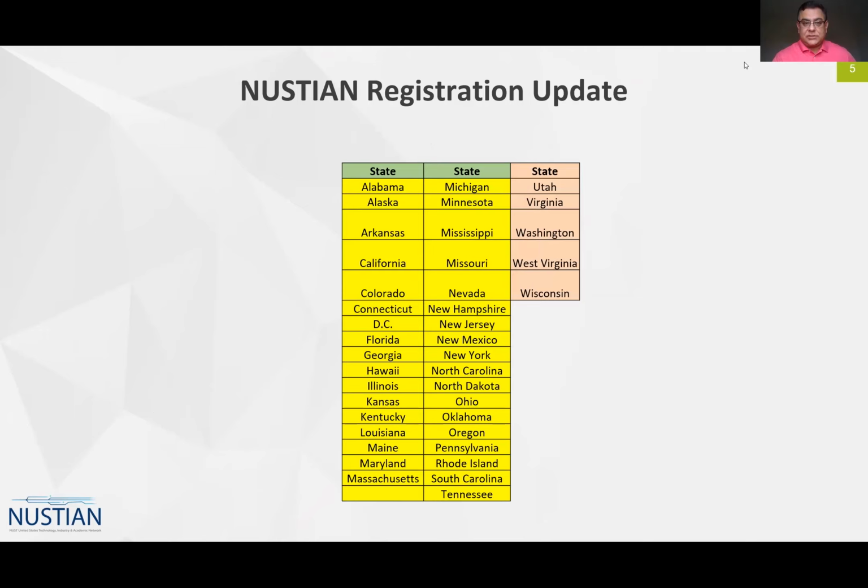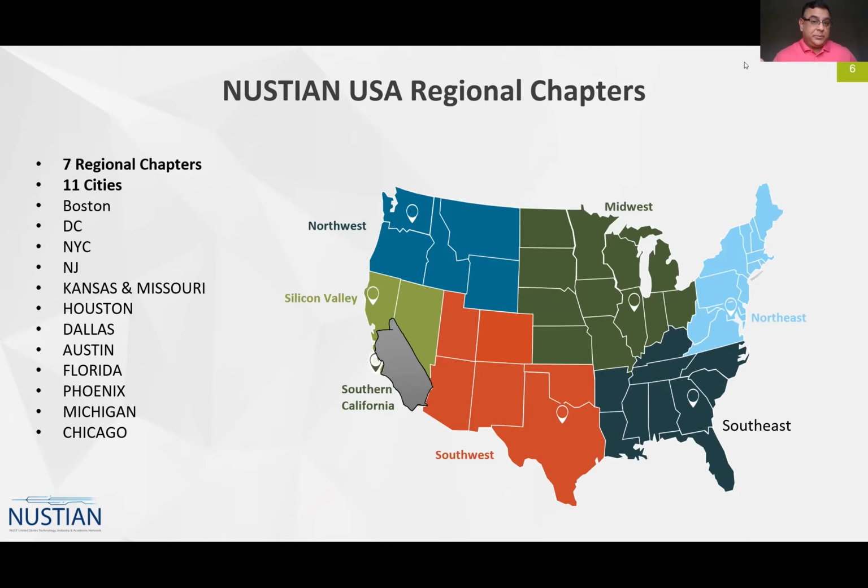We started this process just a couple of months back. A few are left, and our lawyers are going alphabetically. And we are also conscious that in the states where we do not have presence, we are not filing. So for administrative purposes, we have divided ourselves into 7 regions: Northwest, Silicon Valley, Southern California, Southwest, Southeast, Northeast, Midwest.